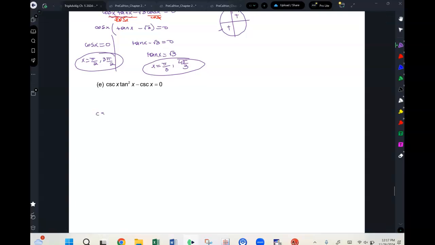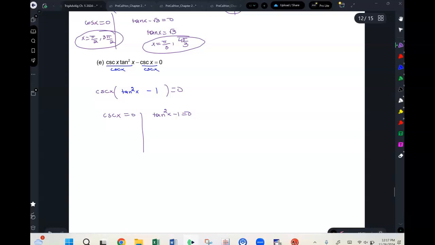Okay, what do we do here? Why don't we factor out a cosecant x? So look, guys. When you factor something out, it's just like dividing each of the terms by the thing you're factoring out. So in the first one, I get tangent squared x minus 1. But look. Cosecant x equals 0, or tangent squared x minus 1 equals 0.